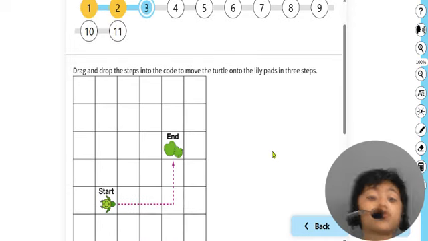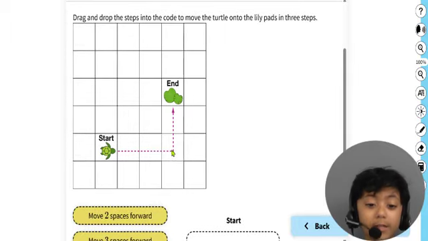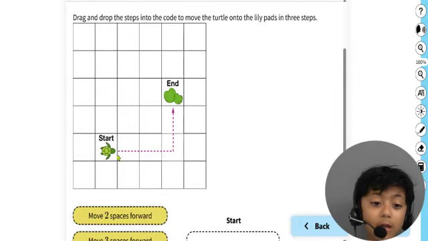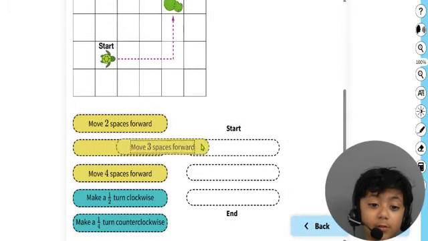Drag and drop the steps into the code to move the turtle onto the lily pad in 3 steps. First, we need to get over here. How many spaces does the turtle need to go forward? It needs to go 1, 2, 3 spaces forward. So let's put it in our code.